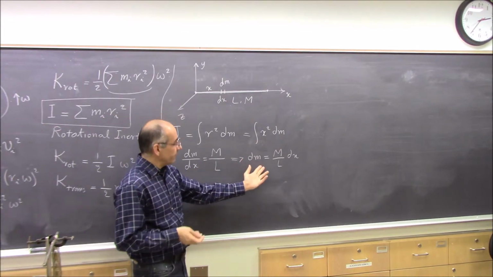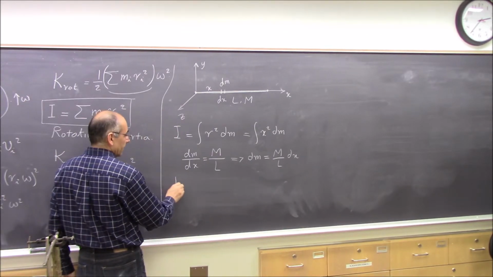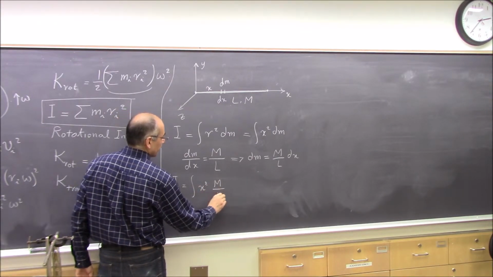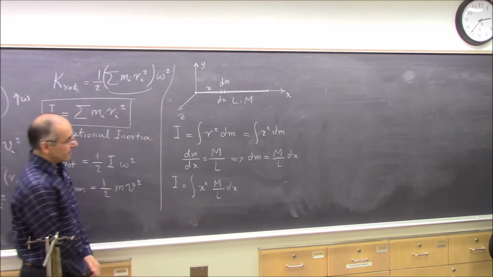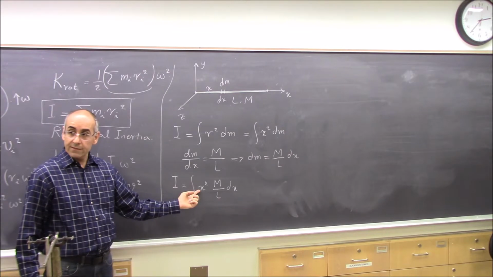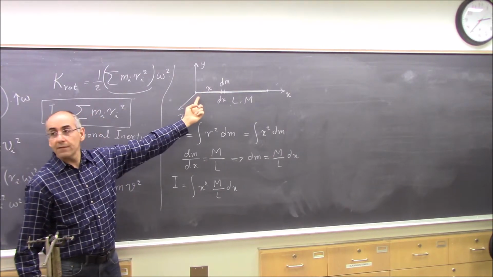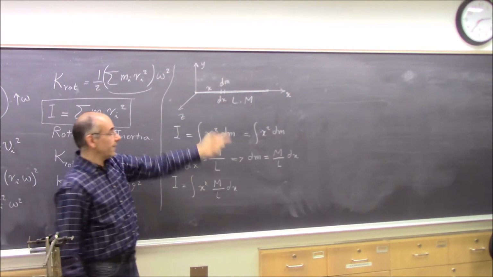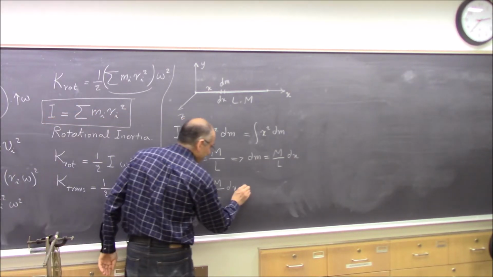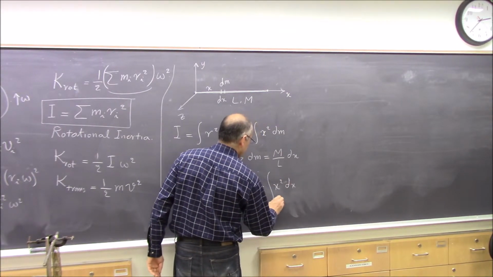So we have this, and then you put that in here, then you have x squared dx. Right? So I becomes the integral of x squared M over L dx. And M and L are constant, so I can take them outside and integrate over x. What are the limits of integral? I should go over the mass, right? What is the limit? 0 to L. 0 to L, very good, yes. So I put the M over L outside, integral x squared dx, from 0 to L.